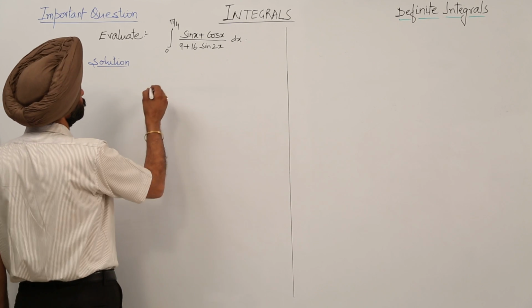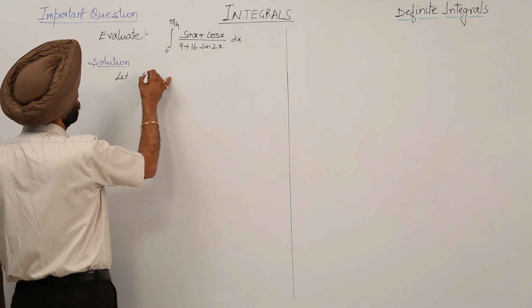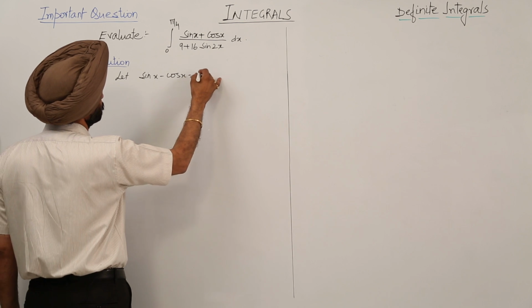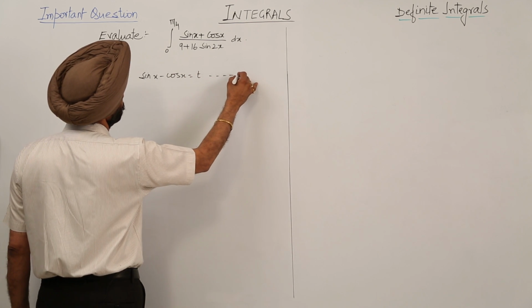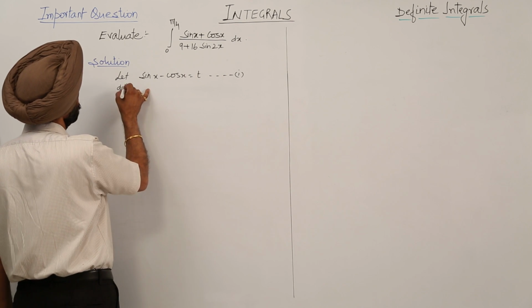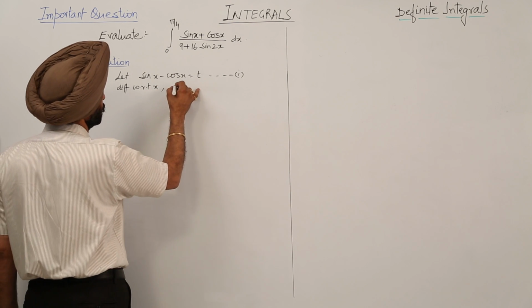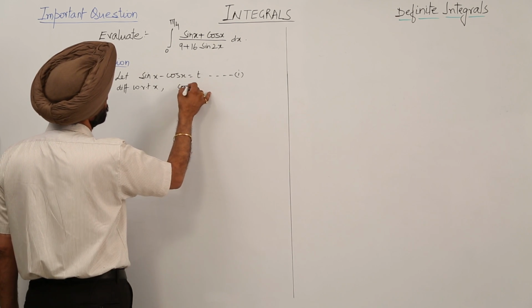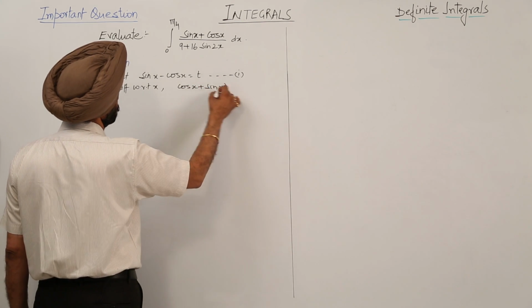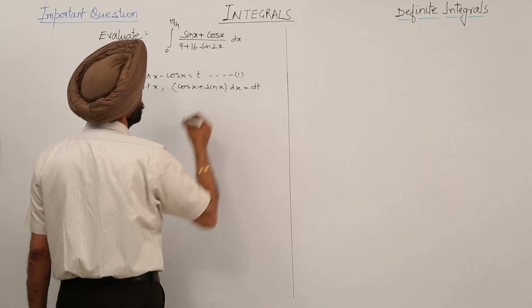In this question, let's assume that sin x minus cos x is equal to t, and let this be number 1. Now, differentiating with respect to x, cos x plus sin x dx is equal to dt.